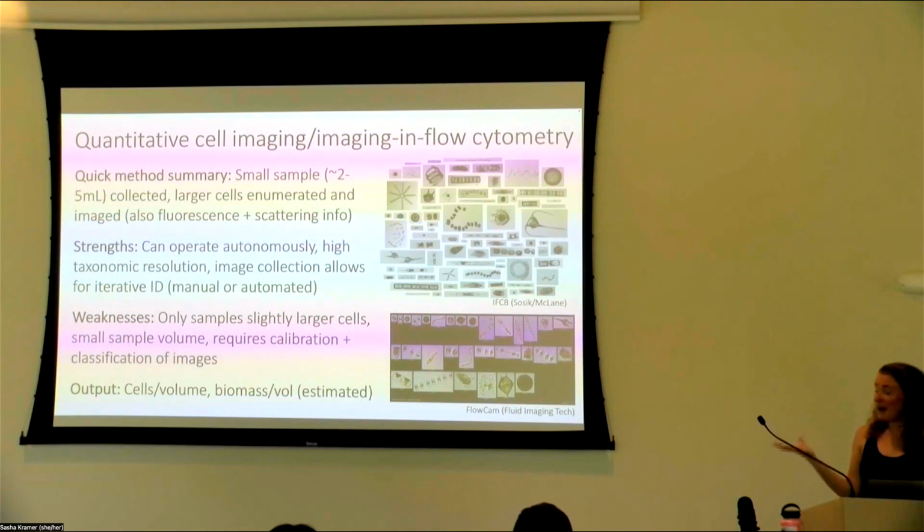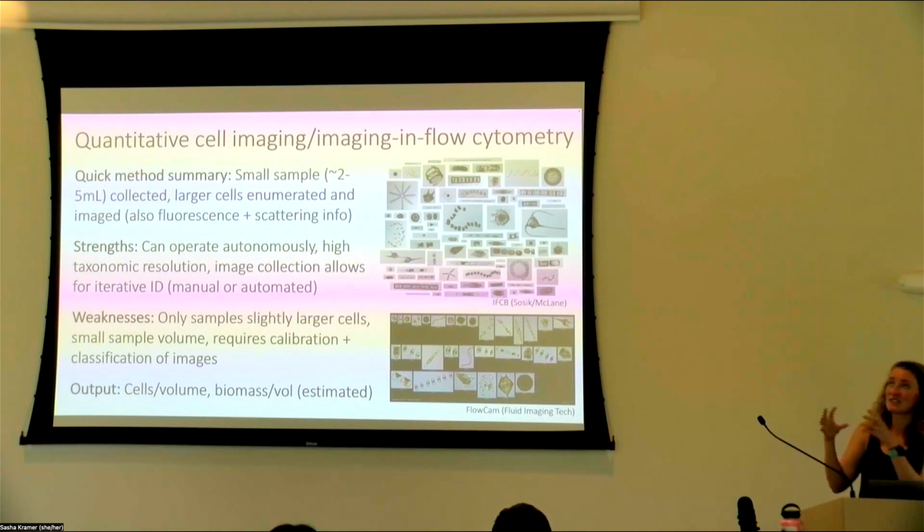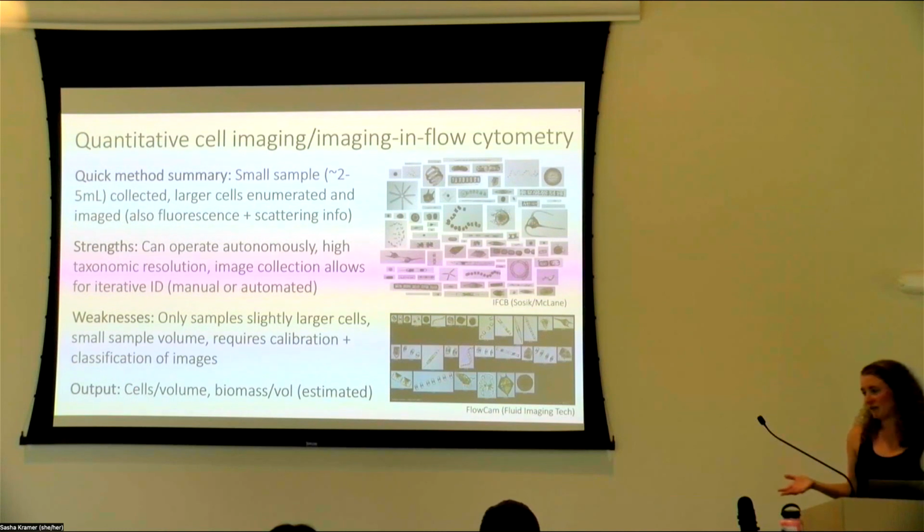In this case, the output, again, is going to be per volume because you know your measured volume, you know the count, the number of cells, the type in each, the number in each taxonomic class. And you can also, again, get a biovolume estimate and convert that to carbon.